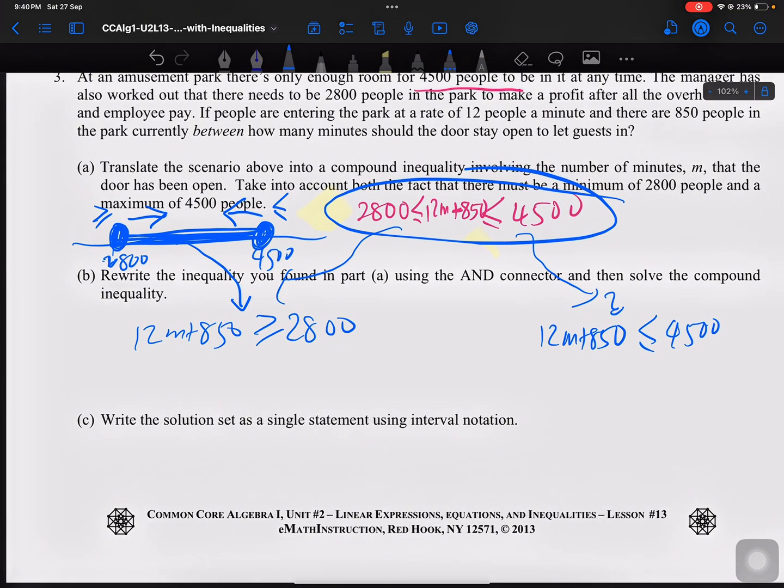Okay, then the next step is always the same, minus 850 both sides. And then we'll have 12m larger than 1,950. Then m, divide 12 both sides. It is m larger than 162.5. So keep the door open at least 162.5 minutes.